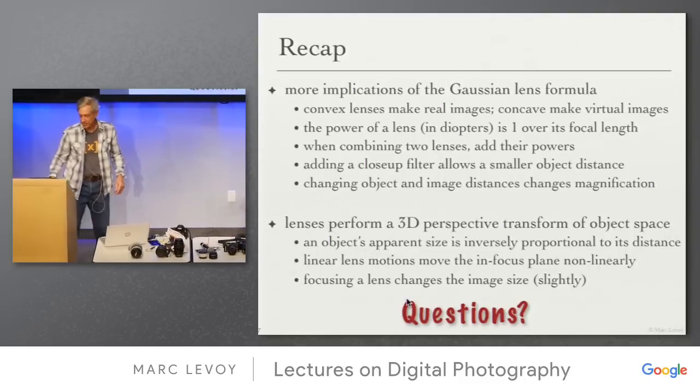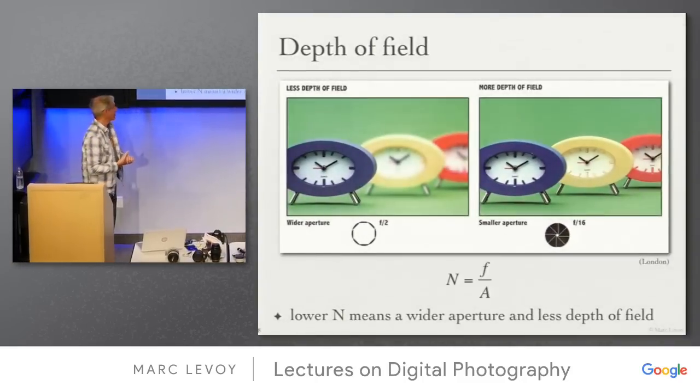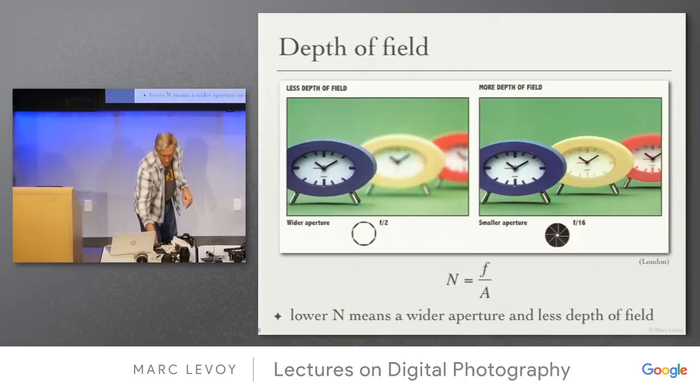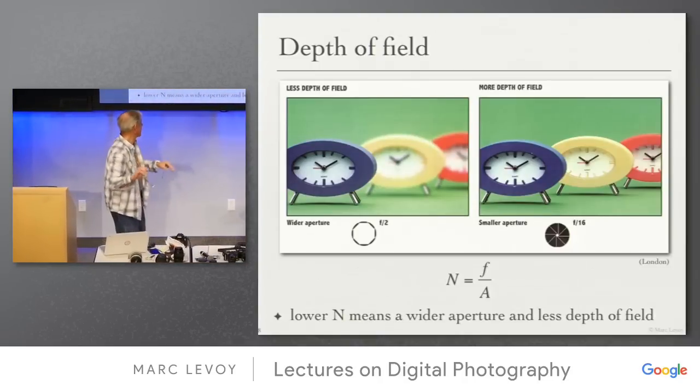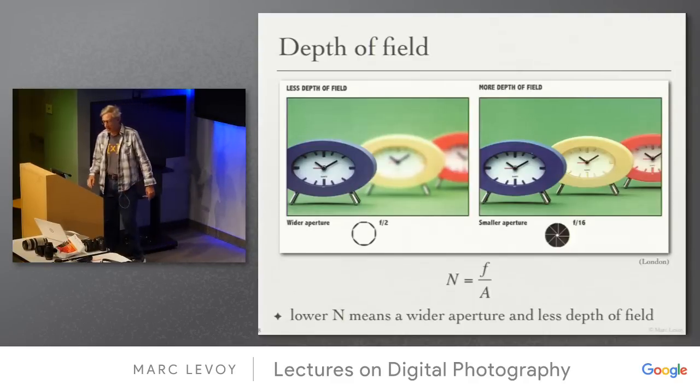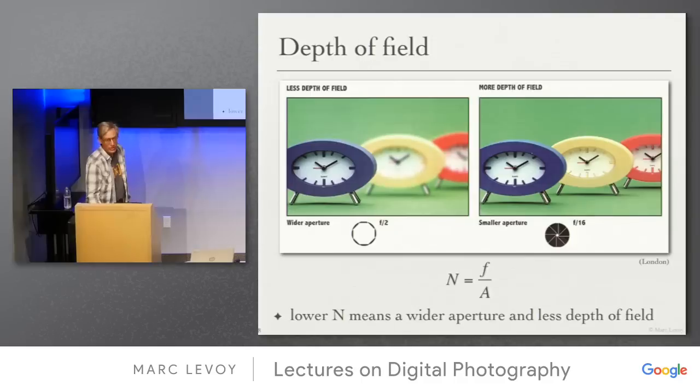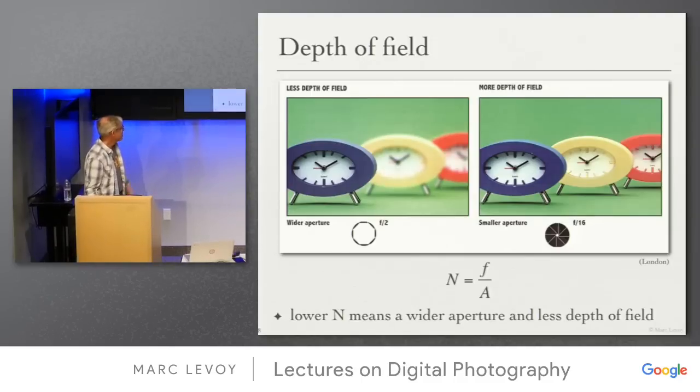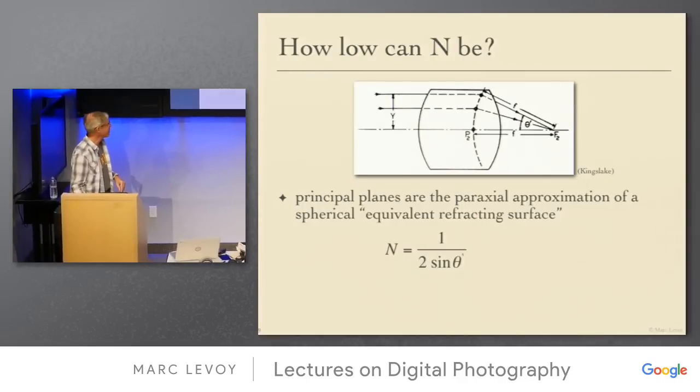All right, let's keep going. So let's now talk about depth of field. So this much I said last week. It goes as the F number. But let's go into it in a little bit more detail. So first of all, lower N means a wider aperture and less depth of field.